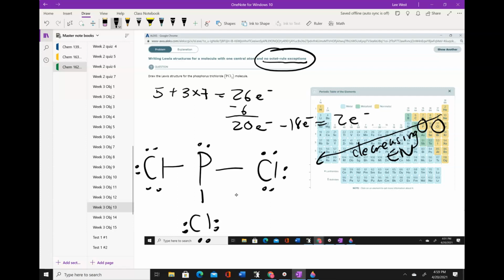And then I have one final step to do. Now I have no electrons left. I've used up all 26 electrons. Let's just quickly count them: 2, 4, 6, 8, 10, 12, 14, 16, 18, 20, 22, 24, 26. All I do now is check that my phosphorus has a complete octet: 2, 4, 6, 8. It does. So there is our Lewis structure for phosphorus trichloride.